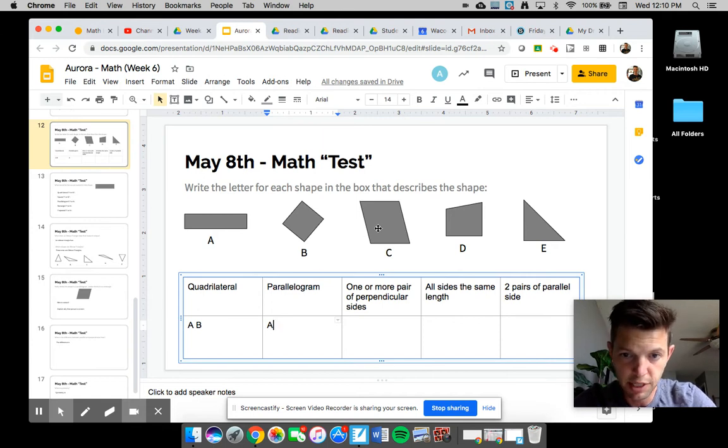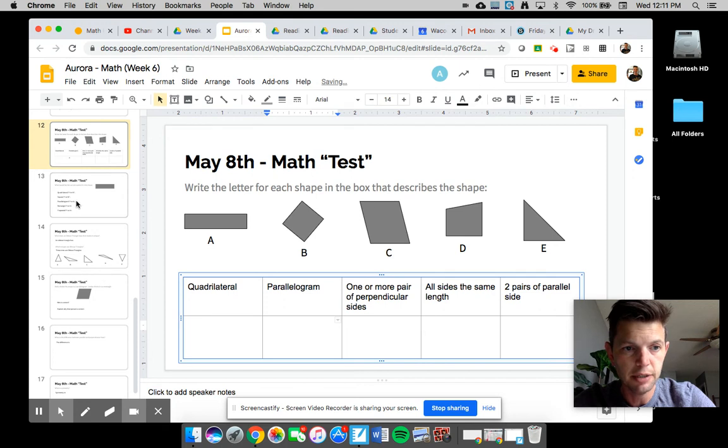Same for C and D and E. So is every shape a quadrilateral? Put the letters in there. Which ones are parallelograms? Put the letters in that box. They have one or more pair of perpendicular sides. Put them in there. Are they all the same length? Put those letters in there, and so on. Little confusing, but I think you'll get it. Better erase these here quick.